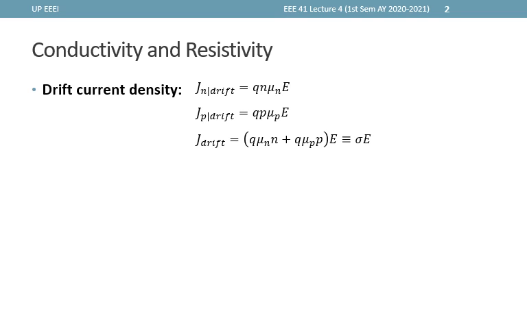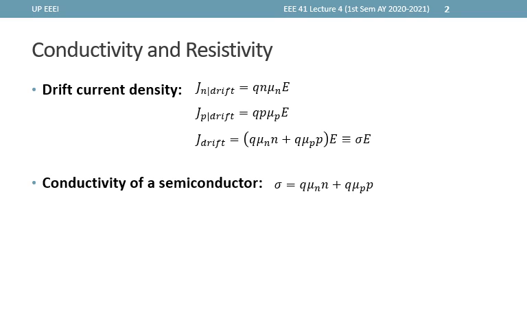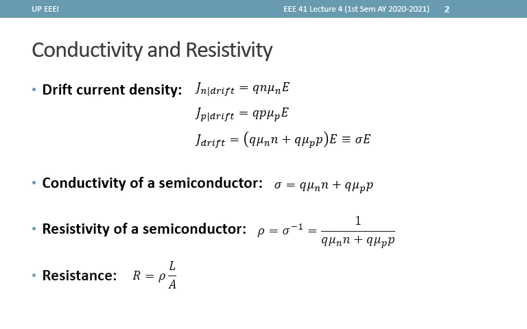We can actually sum the two and get the total drift current density, and that is equal to sigma E, where sigma is equal to Q mu n times n plus Q mu p times p, and the reciprocal of the conductivity is resistivity. So resistivity rho is 1 over Q mu n n plus Q mu p p, and the resistance of a semiconductor is rho L over A.